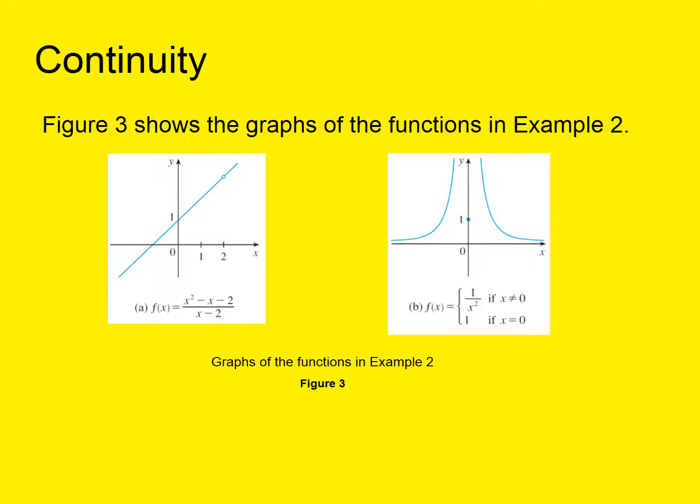Okay, so the graphs that we had, part A, there was just a hole in the graph, so you've got a discontinuity because of that. Because this graph is going to be the same, except for one point, as the graph of y equals x plus 1, because these x minus 2's can cancel because of the way the numerator factors. There's an infinite discontinuity in B. You can see there's an infinite discontinuity.